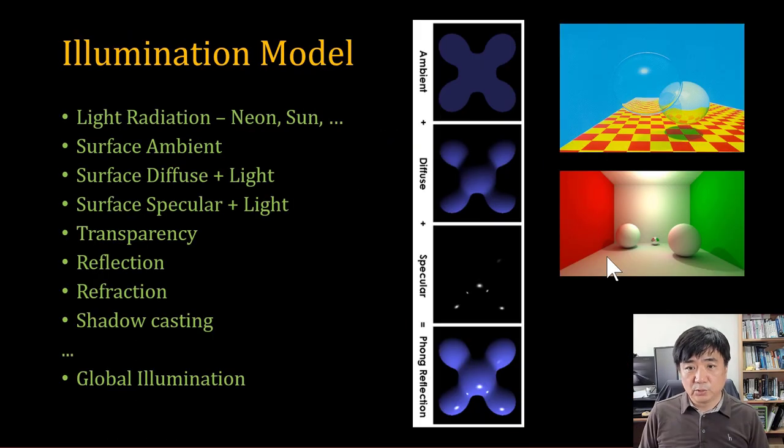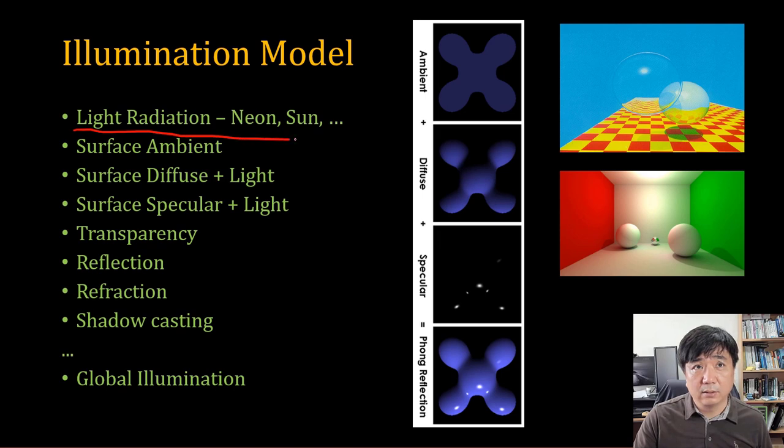Okay, so we need to set up some model of illumination. The first thing is a light that has only one color, for example neon or the sun. In that case, it has only one color.